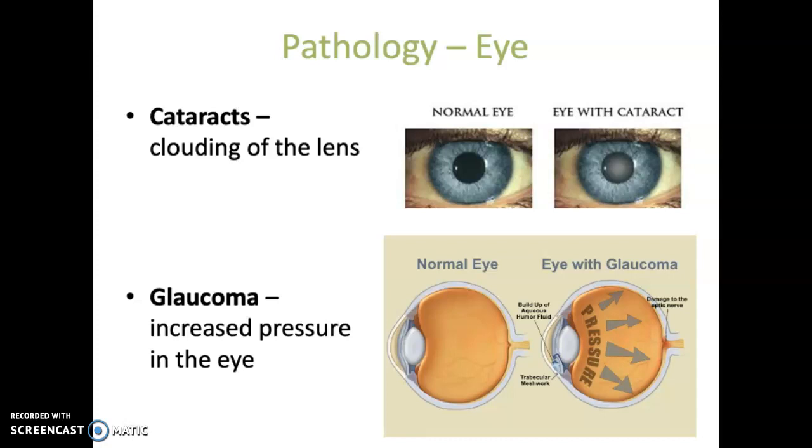And then glaucoma is when there is increased intraocular pressure. And that's often due to the failure of the aqueous humor, the fluid that's in the front of the eye, to drain properly. This can cause damage to the optic nerve, which could potentially lead to vision loss.